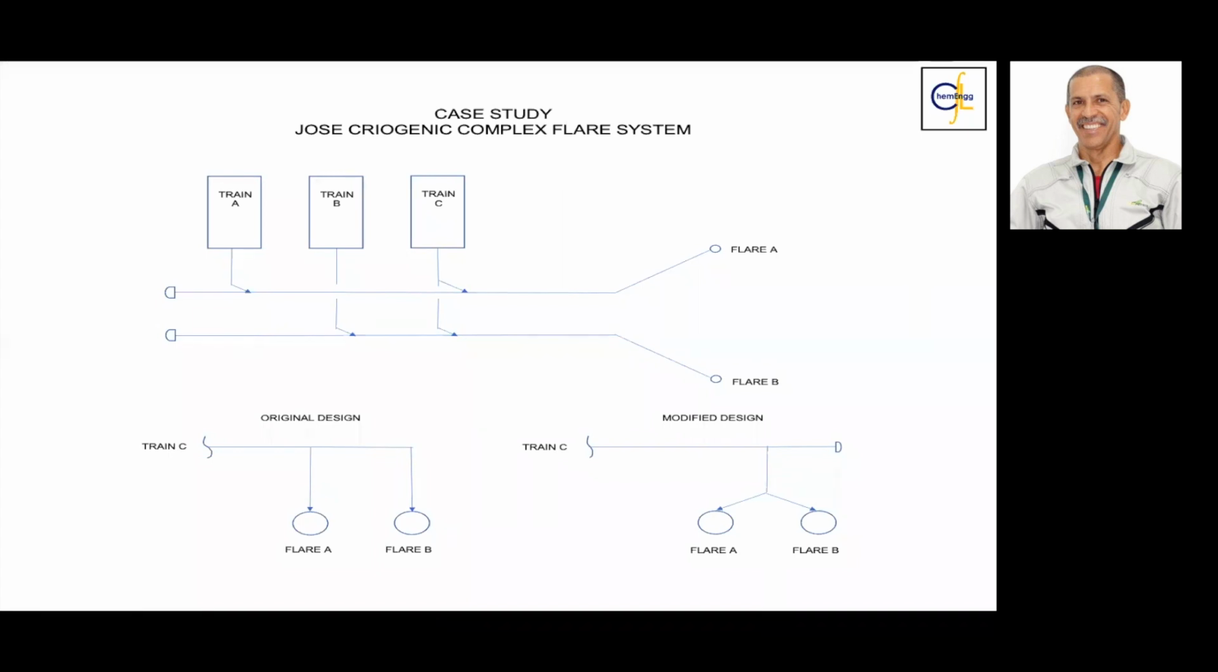And then when we tested it again, flare A maintained its flame. That was the purpose of this study. As I said, the distribution was not 50-50 as we wanted. The distribution was something like 52-48. But the purpose of introducing this change was to get a better distribution of the flow.